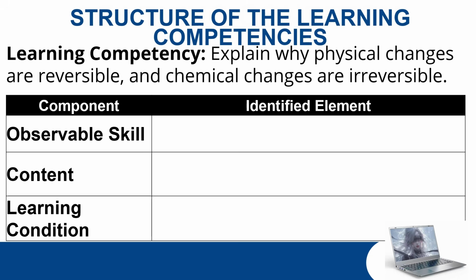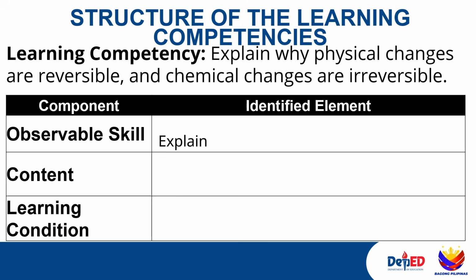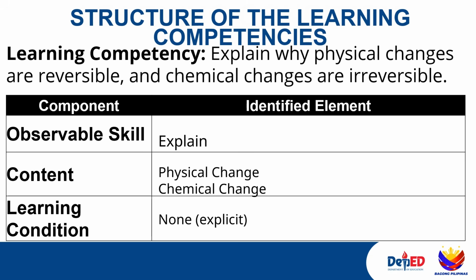Another example of the learning competency under structure, we have, for example, explain why physical changes are reversible and chemical changes are irreversible. So the observable skill is explain, what is the content, physical and chemical change, the learning condition. And in this example, there is no learning condition. This is explicit.